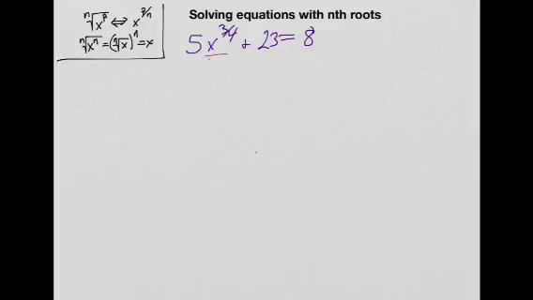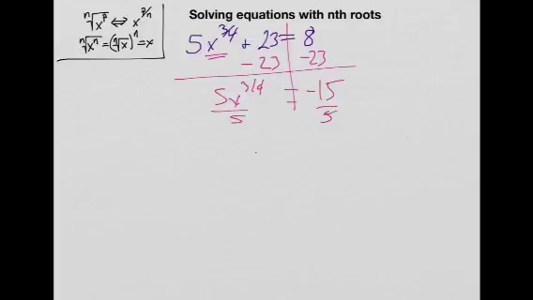Same thing, I got to get the x to the power all by itself. So I'll do my normal undo stuff, so I'll subtract the 23. And we get 5x to the 3/4 equals a negative 15. We'll divide by 5. We'll get x to the 3/4 equals a negative 3. Let's undo this by raising it to a power.